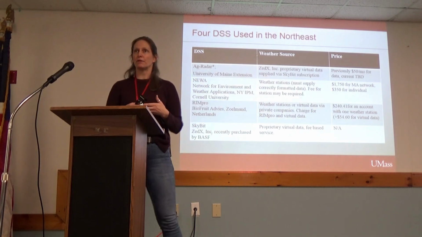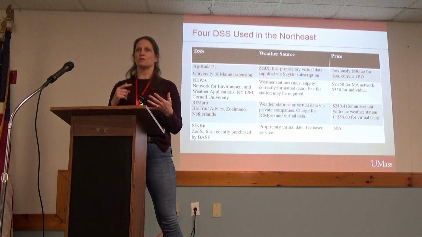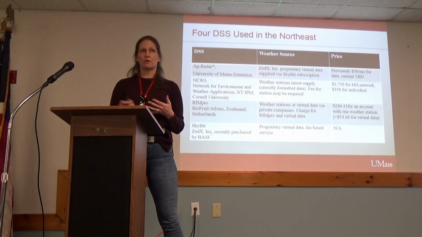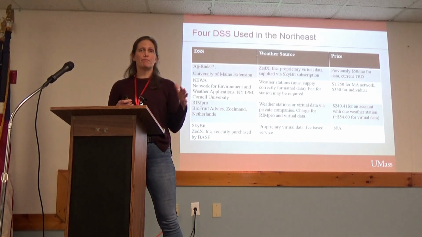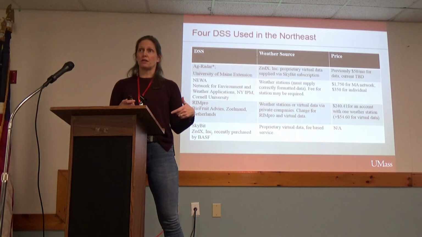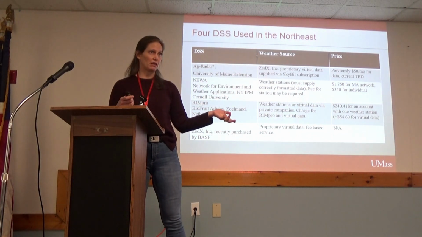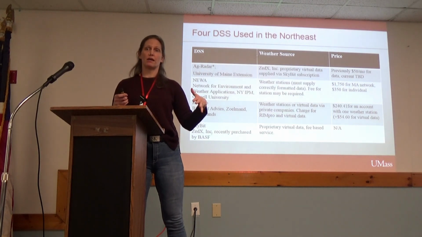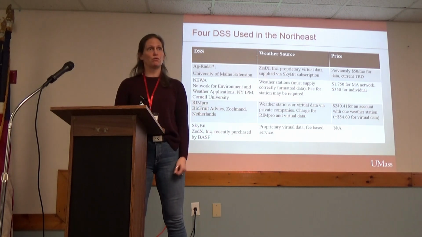NEWA, the Network for Environment and Weather Applications out of Cornell. I'm sure you all are familiar with this. This particular decision support system uses automated weather stations as its weather source. Again, it's free to access. There are more weather stations in this system than you find in a lot of others. But if you have a station on site, you of course will have to pay for that yourself, and NEWA does charge a fee to access that data. So if you have your system online, your neighbor could access it without having to pay anything for it. In Massachusetts, we actually have a network for the whole entire state, and so we pay that NEWA fee. If you were to do that as an individual, it's about $350.